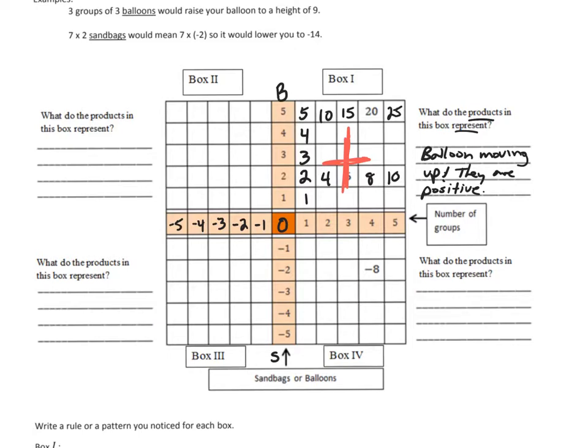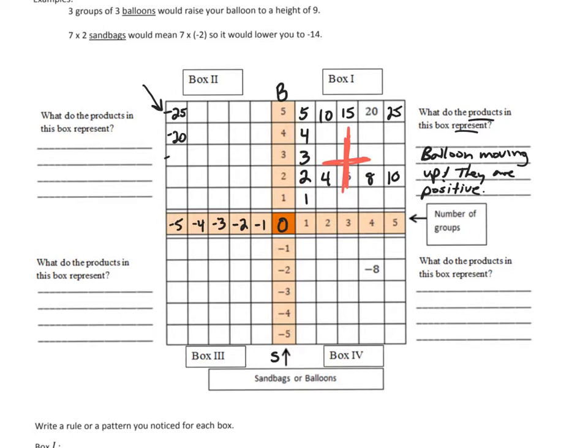Let's start off by saying, what if I remove 5 groups of 5 balloons? If I remove 5 groups of 5 balloons, it's going to have to be a negative because we're going down. The negative sign means you're going down. So 5 groups of 5 balloons, you're going down. 5 groups of 4 balloons, you're going down. So I'm going down by intervals of 5.